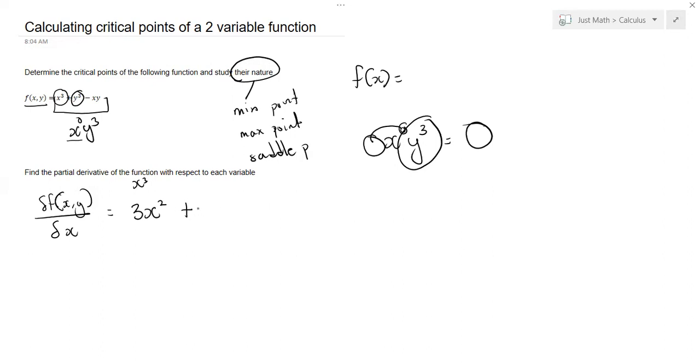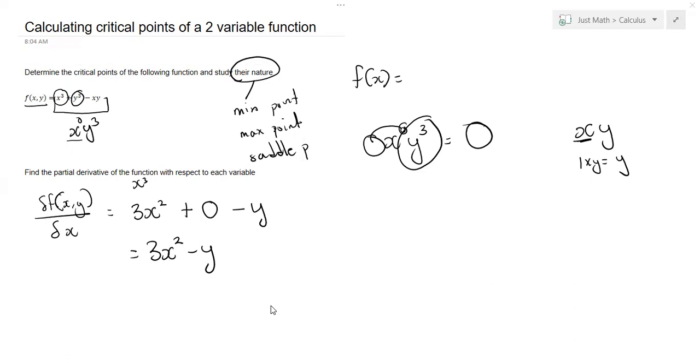I'll just add it there so we know that we found that derivative. Minus, now we have the derivative of xy. We ignore the y and focus on the x. What will be the derivative of x? It's going to be 1. And what's 1 times y? y. So this will be minus y. At the end, we're going to have 3x squared minus y. So the derivative of this function with respect to x is 3x squared minus y.